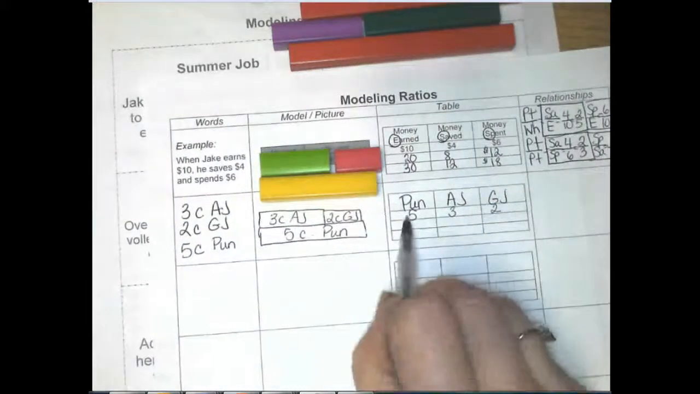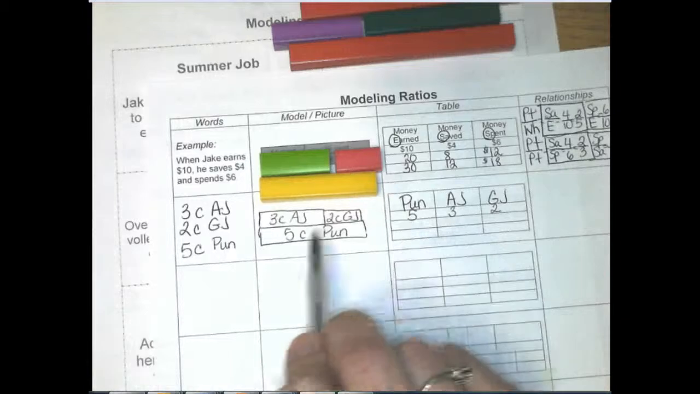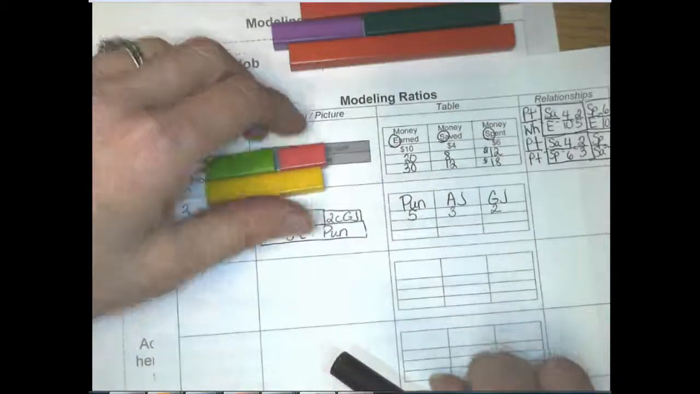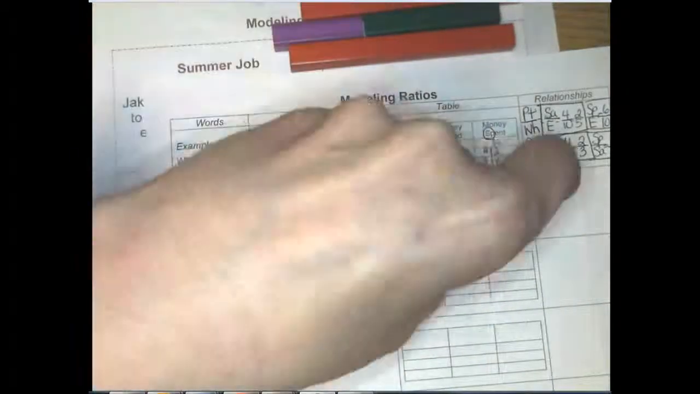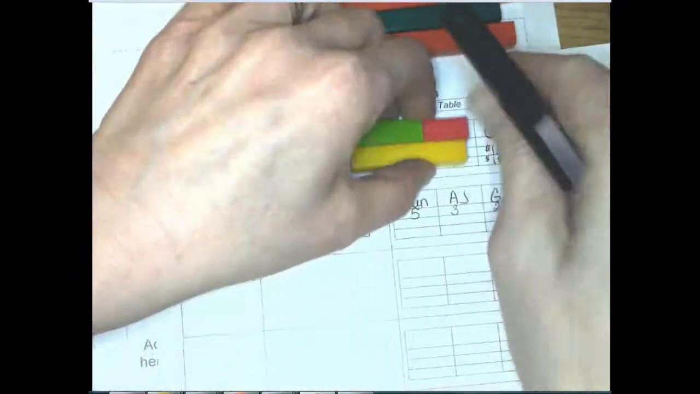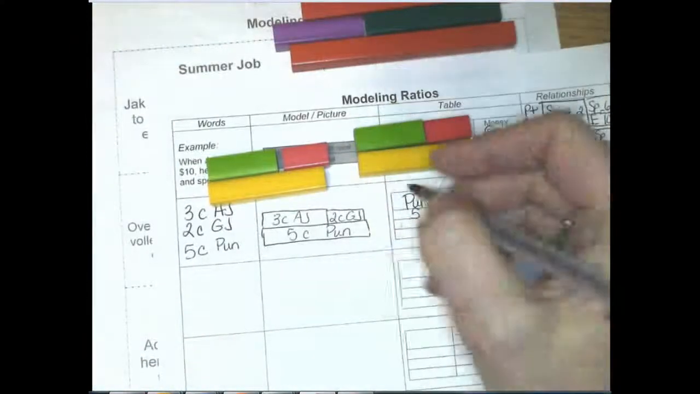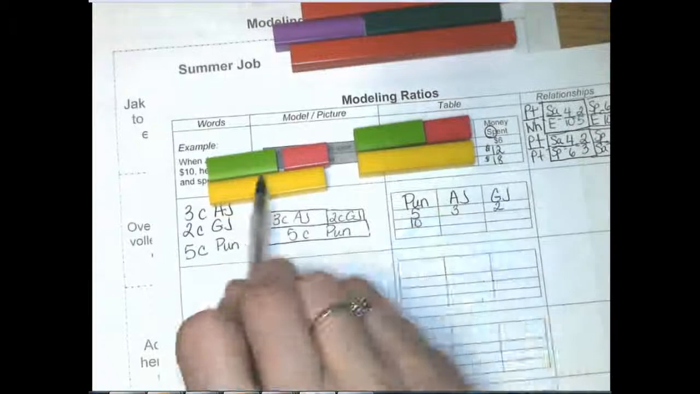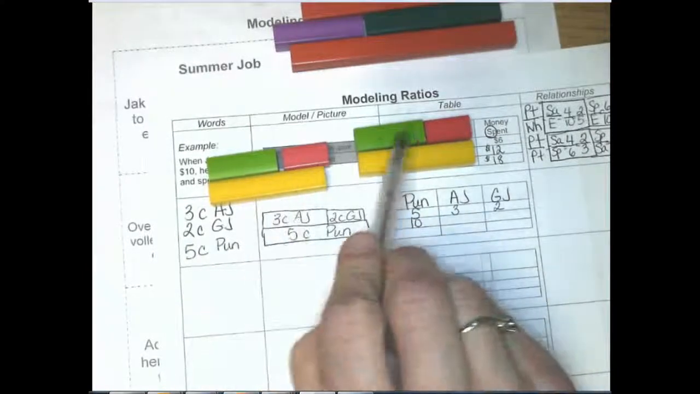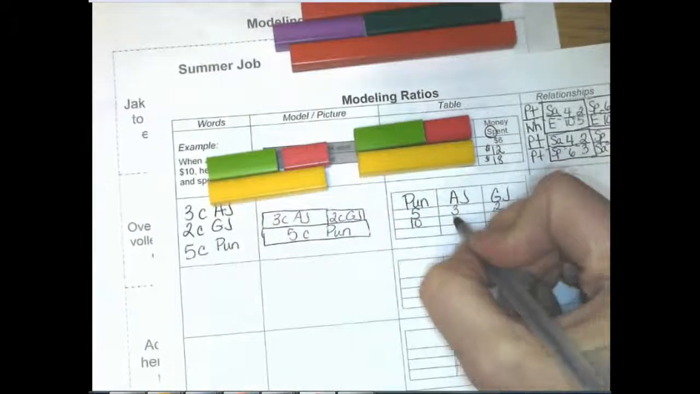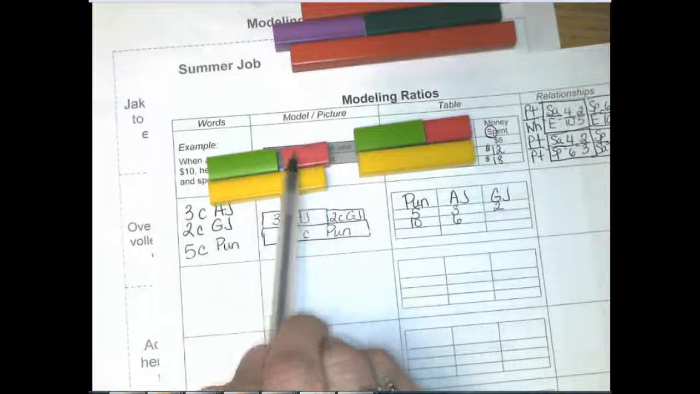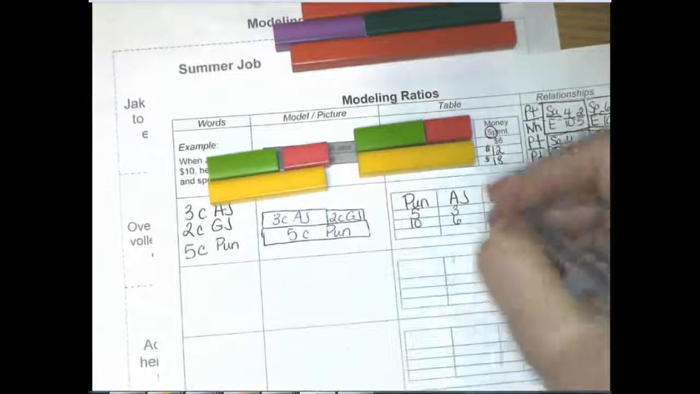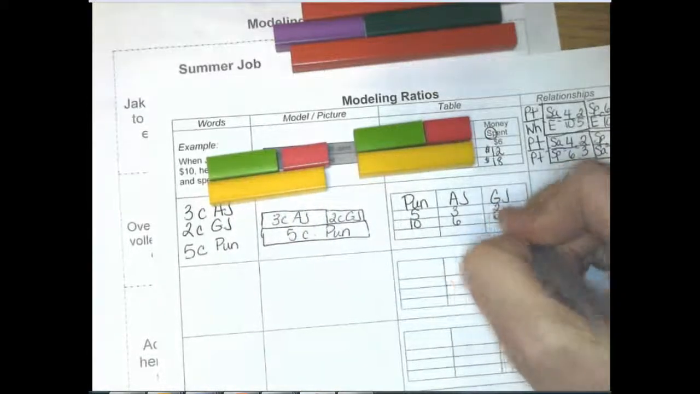Okay, so that's like one recipe, right? So let's say we make 2 recipes. So instead of having 1, I'm going to repeat that recipe again, right? So what would my new row in my table be? So it would be 10 cups of punch, right? 2 groups of 5. It would be 2 groups of 3, which is 6 cups of apple juice, and 2 groups of 2, which would be 4 cups of grape juice.